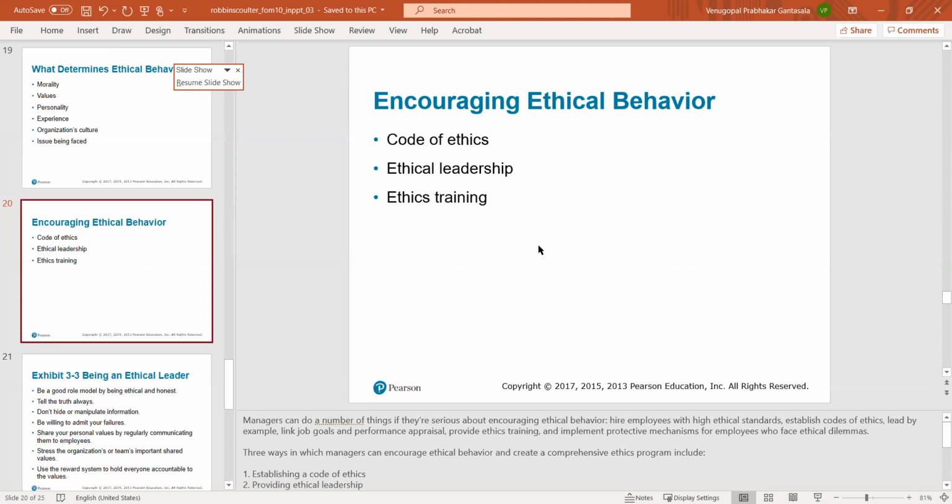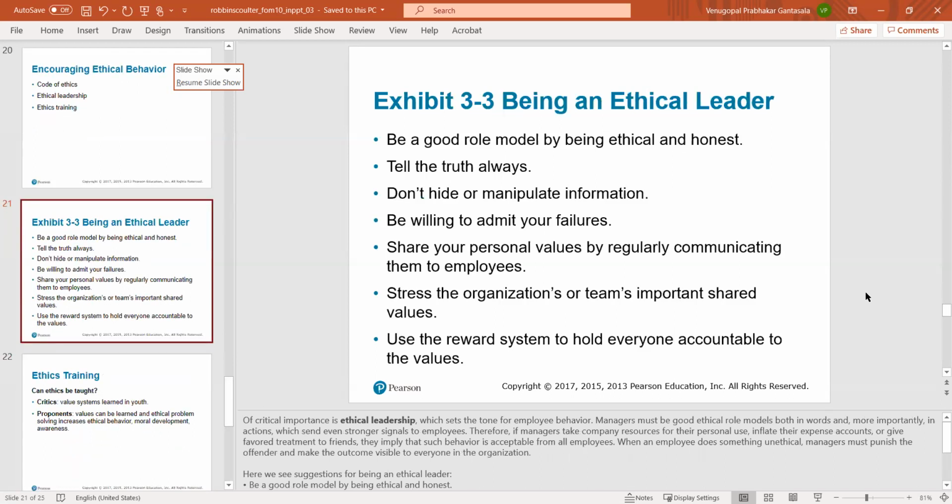So training is important. Great leaders who can be role models, who are transparent, who are honest, who are truthful, who will not hide facts, who will not misrepresent information, who will not falsely state something. And that leadership is really required. And of course, a code of ethics document, which is circulated, reiterated and reinforced across all levels in the management, is required. Being an ethical leader, as I said, you've got to be a role model.